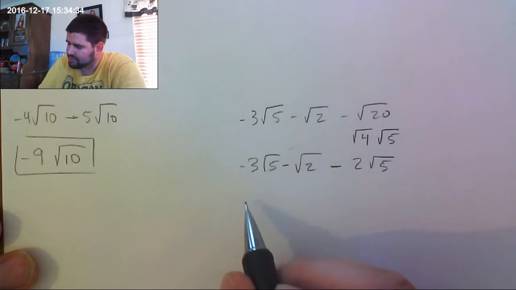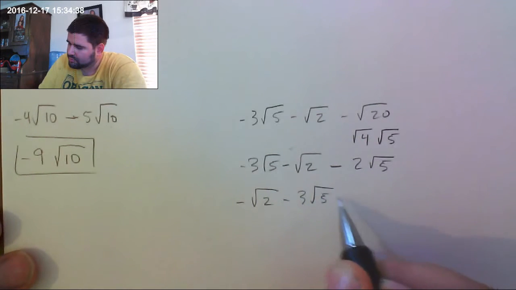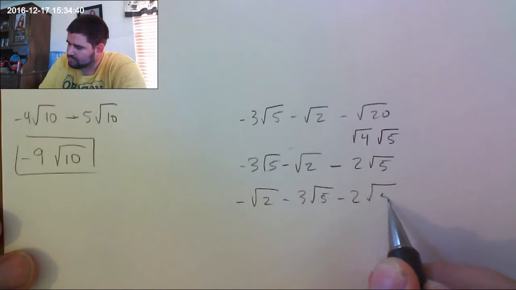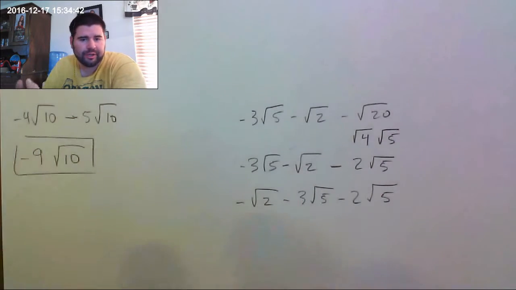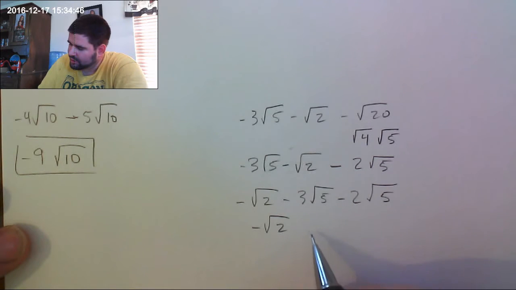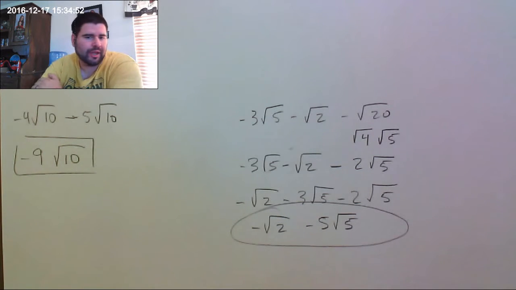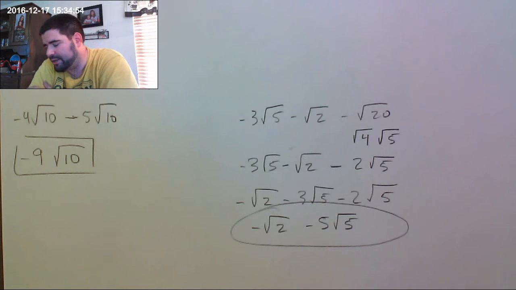Let's just rearrange this. That looks better. So now I can combine like terms. And I get negative 5 square root 5. And that's my answer. I can't really do anything other than that. And that's how I would simplify that radical term.